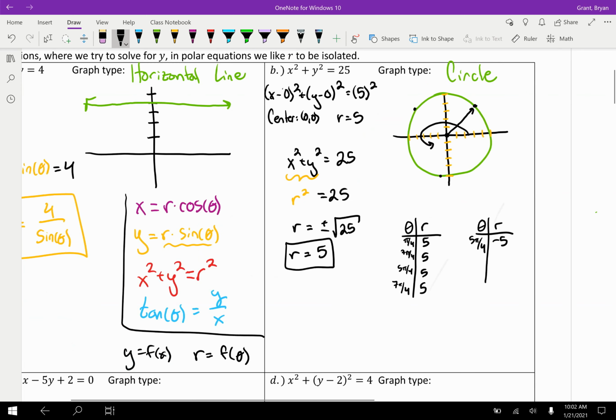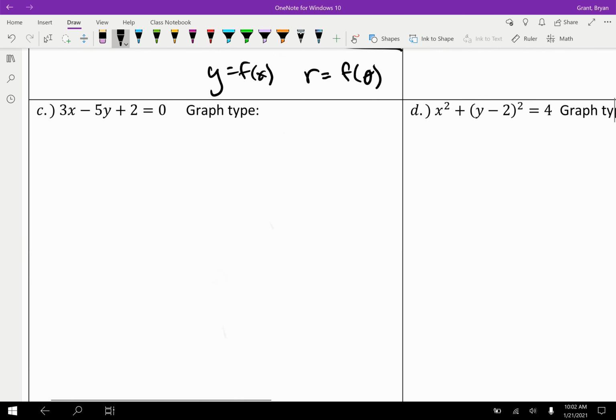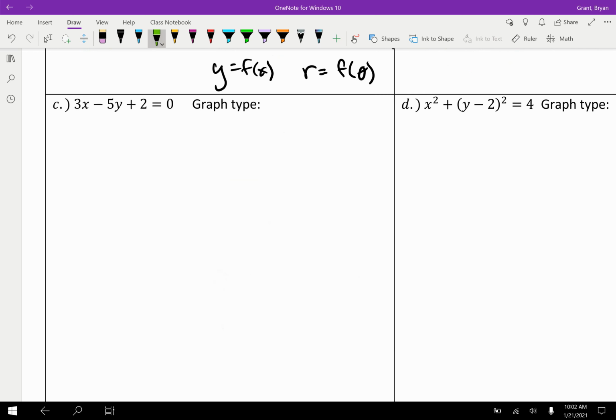Okay, moving on. Third one. This graph type is also linear, and I'm just going to put linear here. It's probably going to be a diagonal line because we have both x and y. Typically, we would isolate y here and put this in slope-intercept form, but it doesn't have to be. It's still linear. Y and x are both to the first power.